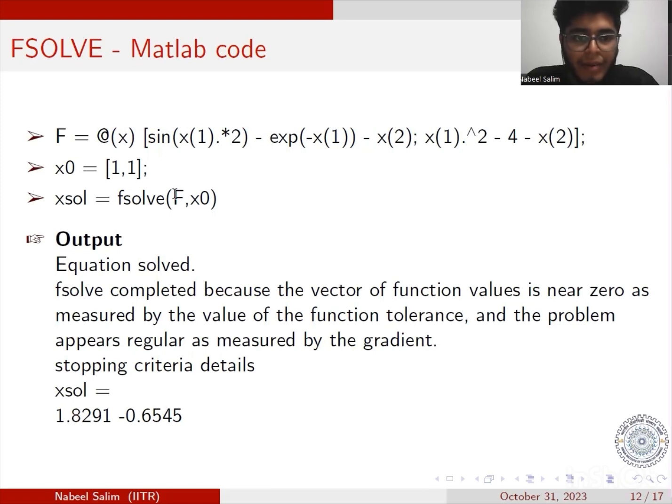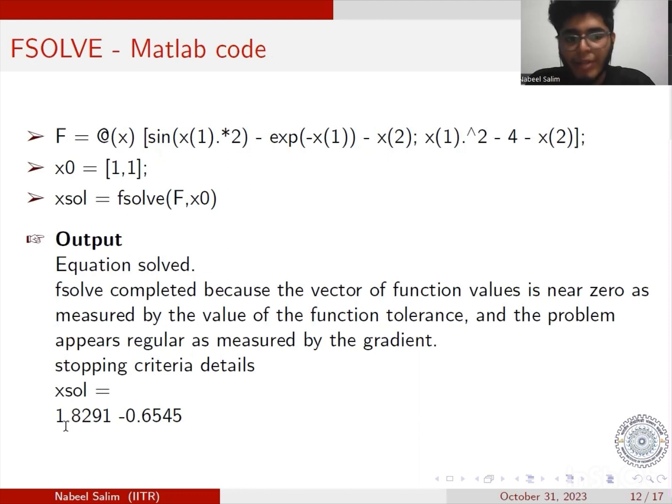Now the solution, if we use fsolve of f comma x0, then the output will be shown like this. Equation solved. fsolve completed because the vector of function values is near 0 as measured by the value of the function tolerance, and the problem appears regular as measured by the gradient. Stopping criteria details. So the x solution is given as 1.8291, and the value of y is given as -0.6545.